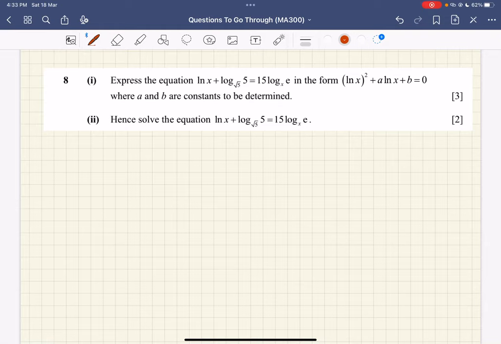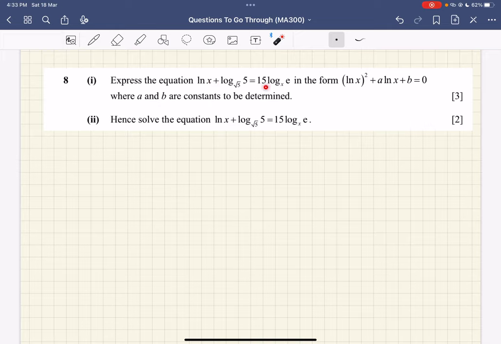of ln x plus ln root 5 over ln base root 5 over 5 equals to 15 log base x of e in the form of ln x squared plus a ln x plus b equals to 0. Okay, so if we look at the outcome and what we're supposed to show, I'm not really at ln x yet. My first one, probably yes, ln x.